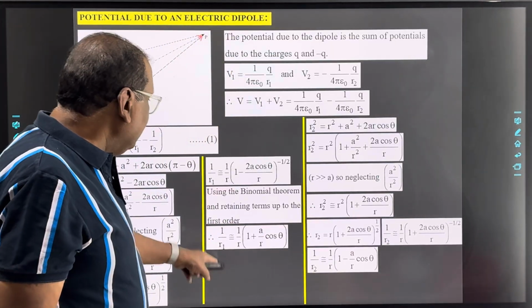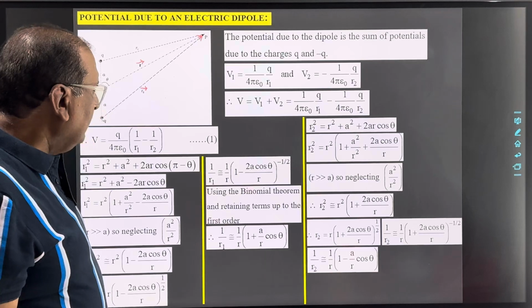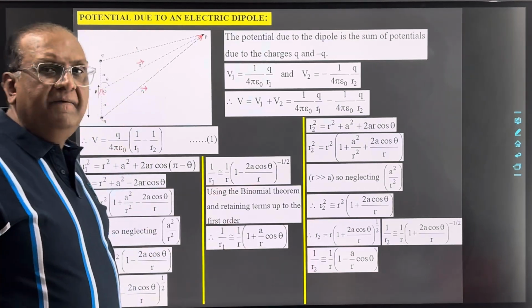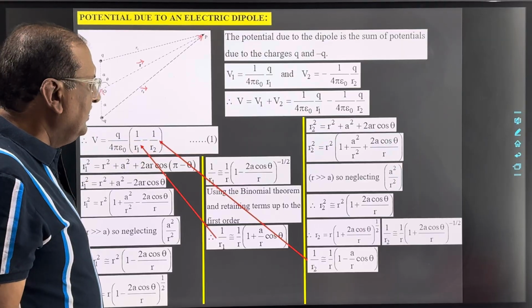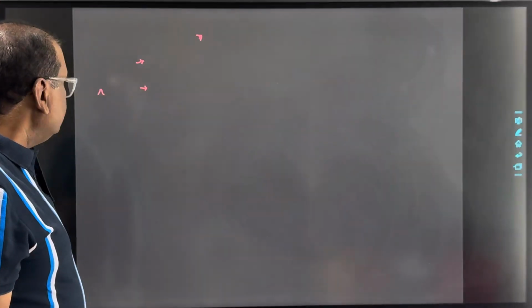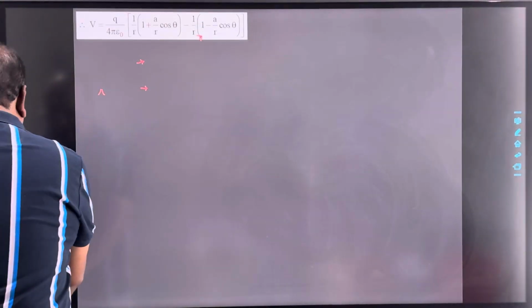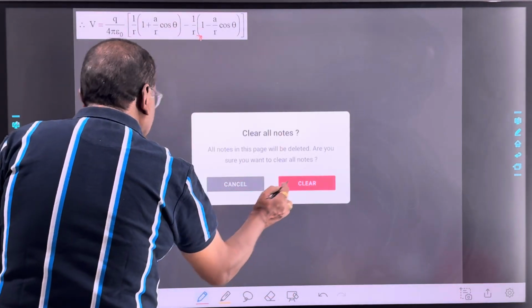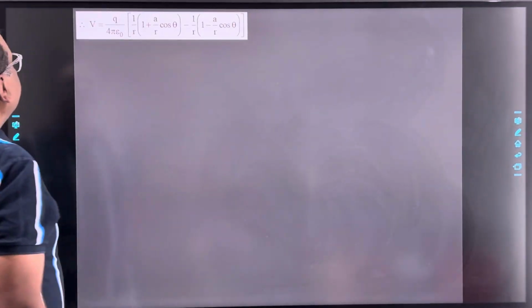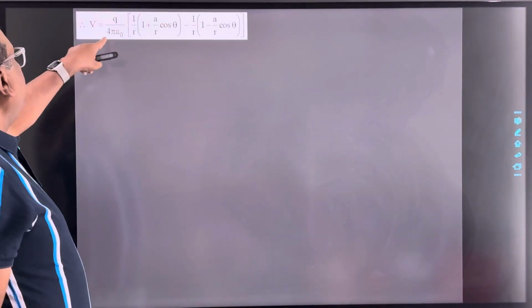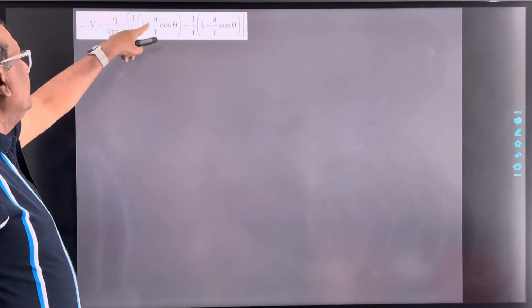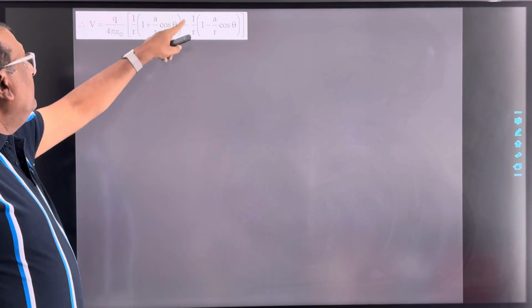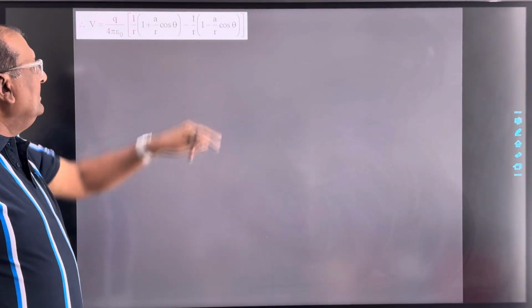Now we have 1 upon r1 and 1 upon r2. Now substitute these values of 1 upon r1 and 1 upon r2 in this equation 1. So we can write now here V equal to q upon 4 pi epsilon 0, 1 upon r into (1 plus a by r cos theta) minus 1 upon r (1 minus a by r cos theta).